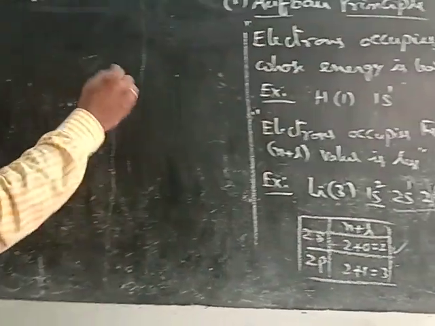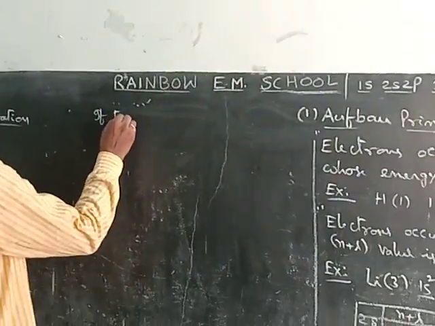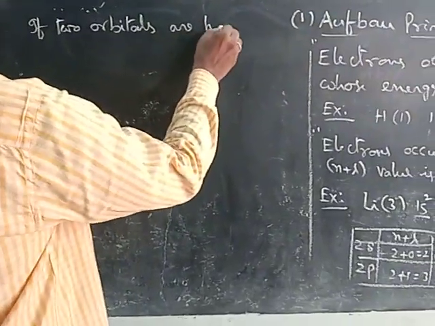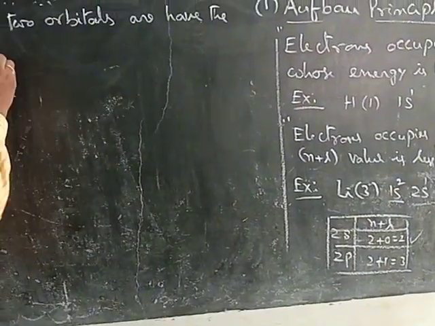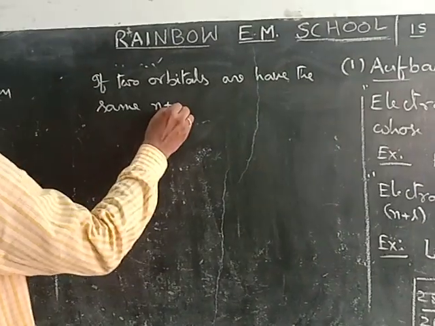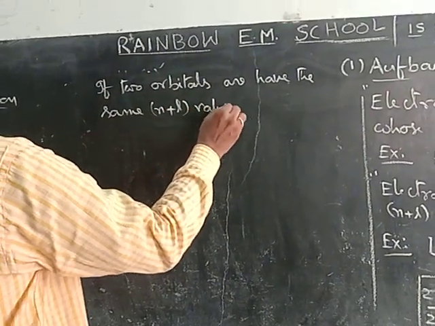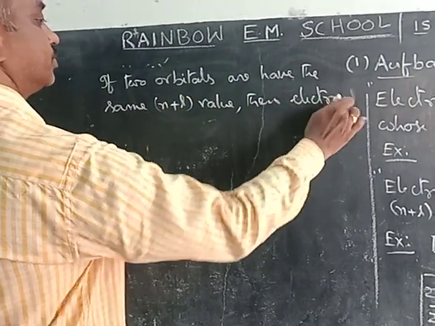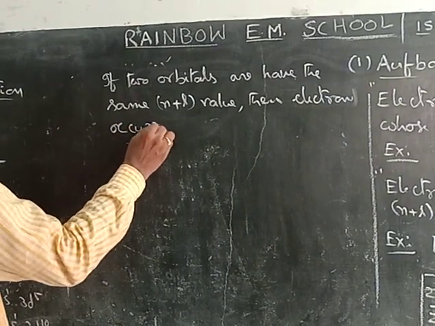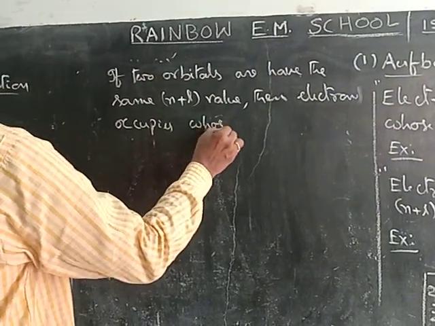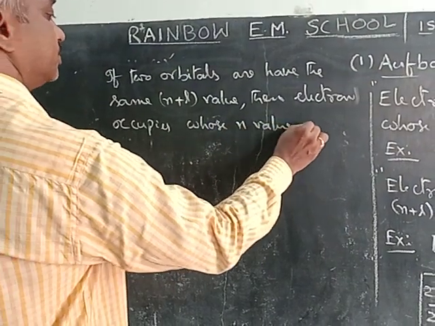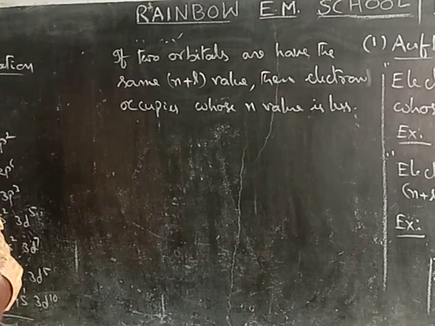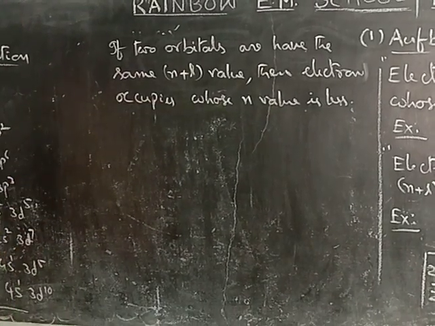Okay, third definition: if two orbitals have the same n plus l value, then the electron occupies the orbital whose n value is less. Suppose two orbitals have the same n plus l value, then the electron occupies the orbital whose n value is less.